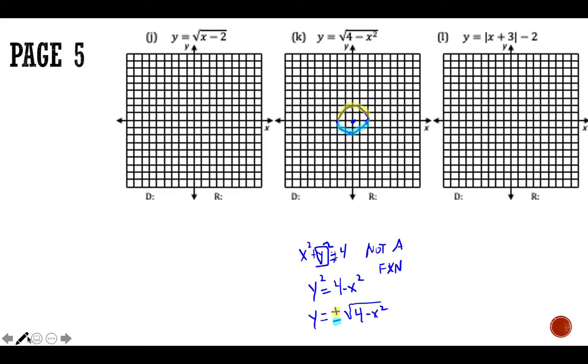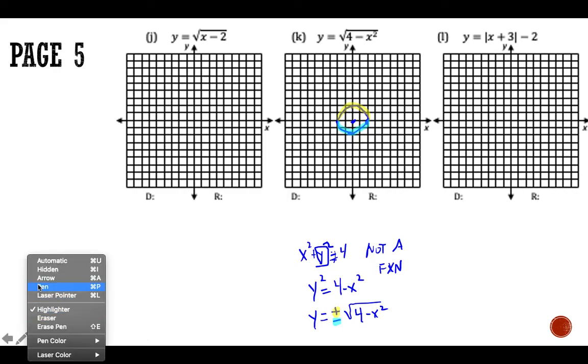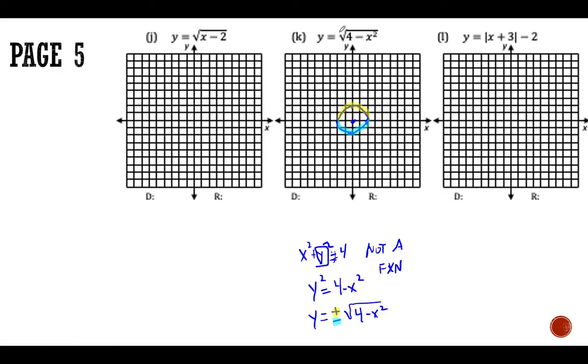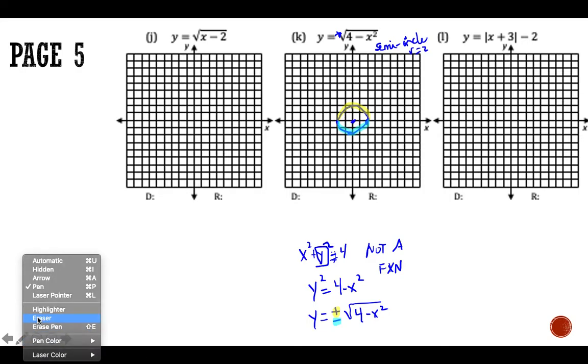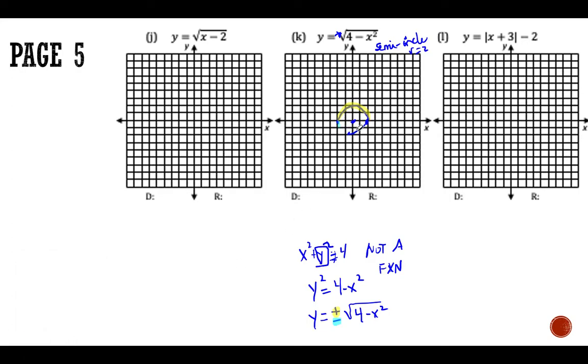Well, which equation did I give you in K? Positive square root of 4 minus x squared. This is a semicircle with a radius of 2 and a center at 0, 0. So that's y equals positive square root of 4 minus x squared.